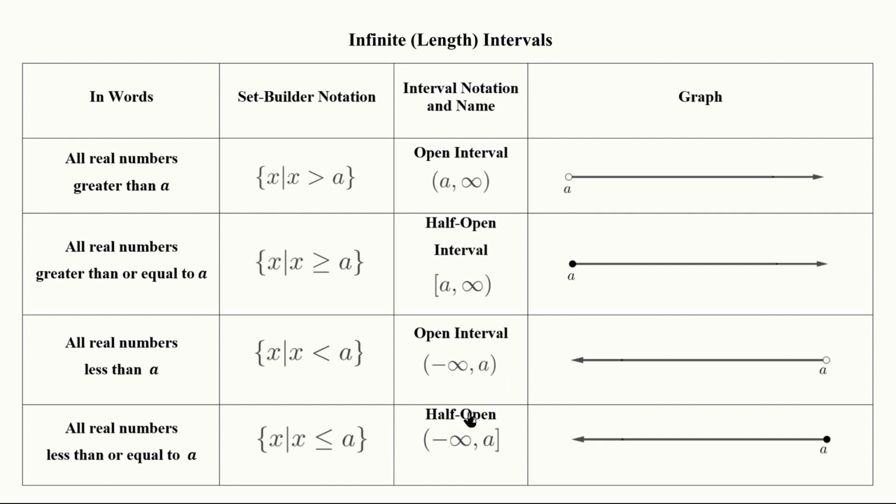For a half open interval including the endpoint a, so you want all real numbers less than or equal to a, we can write it like this in set builder notation: all x such that x is less than or equal to a, and this is going to be a half open interval from negative infinity to a, and then a bracket because we're including the a. All right, so these are your infinite intervals that you need to understand.